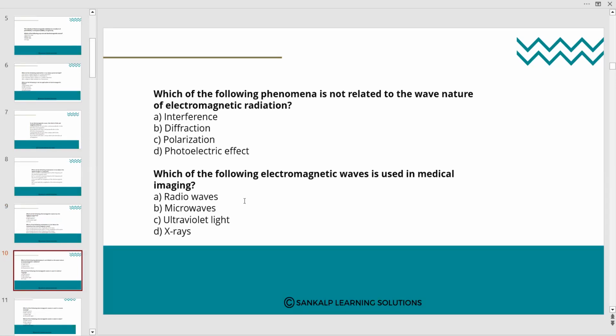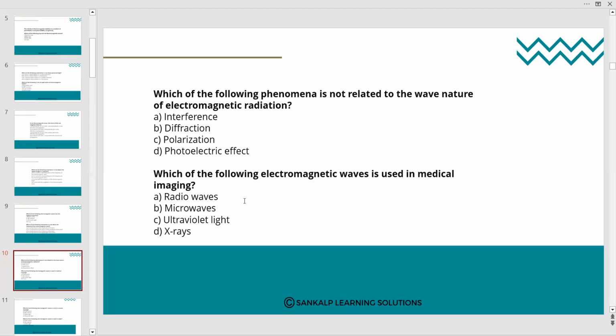Which of the following phenomena is not related to the wave nature of electromagnetic radiation? Options: interference, diffraction, polarization, photoelectric effect. The photoelectric effect we explain based on the photons. We are not explaining it based on the wave nature here. Therefore, the photoelectric effect is the answer, which is not explained with the help of the wave nature of electromagnetic radiations.